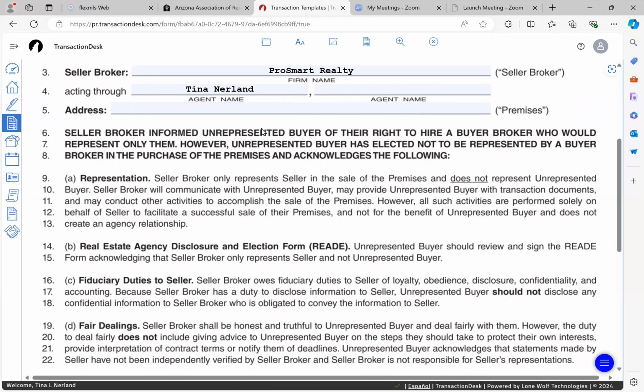Fiduciary duties to the seller. Seller broker owes fiduciary duties to the seller of loyalty, obedience, disclosure, confidentiality, and accounting. Because seller broker has a duty to disclose information to the seller, the unrepresented buyer should not disclose any confidential information to seller broker, who is obligated to convey the information to the seller.